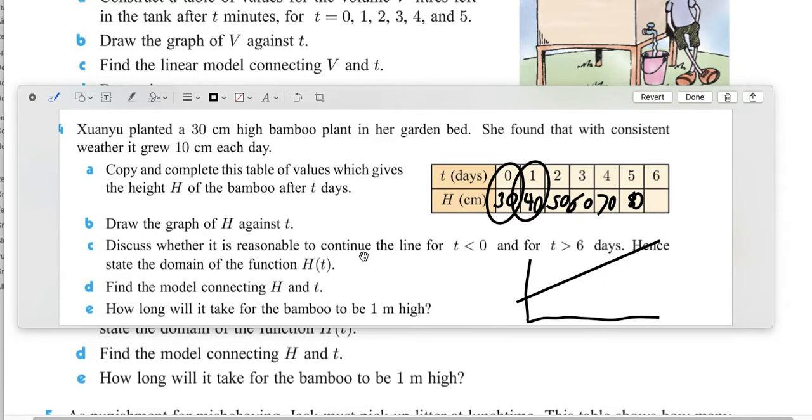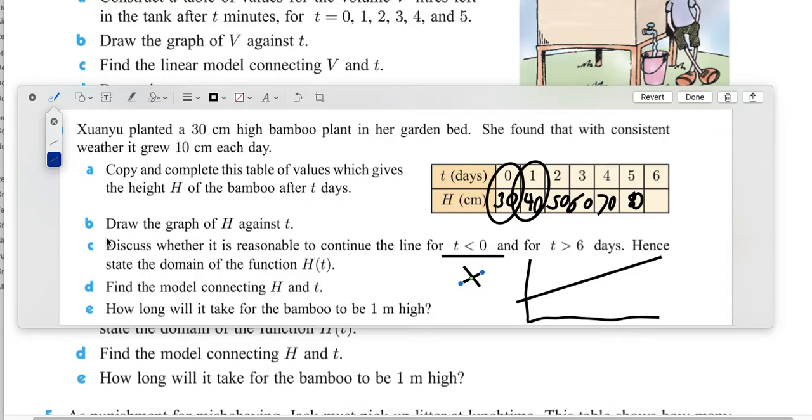Discuss whether it's reasonable to continue the line for t less than 0 and for t greater than 6 days. Hence state the domain and range of this function. So for this you would discuss that obviously you can't have a negative time, so this bit wouldn't be possible. Now for t greater than 6 days, well, there's a couple of arguments for this. You could say yes, it could continue growing with this pattern, but at some point a bamboo plant is going to stop. So we're going to assume that beyond 6, perhaps we don't know what's going to happen.